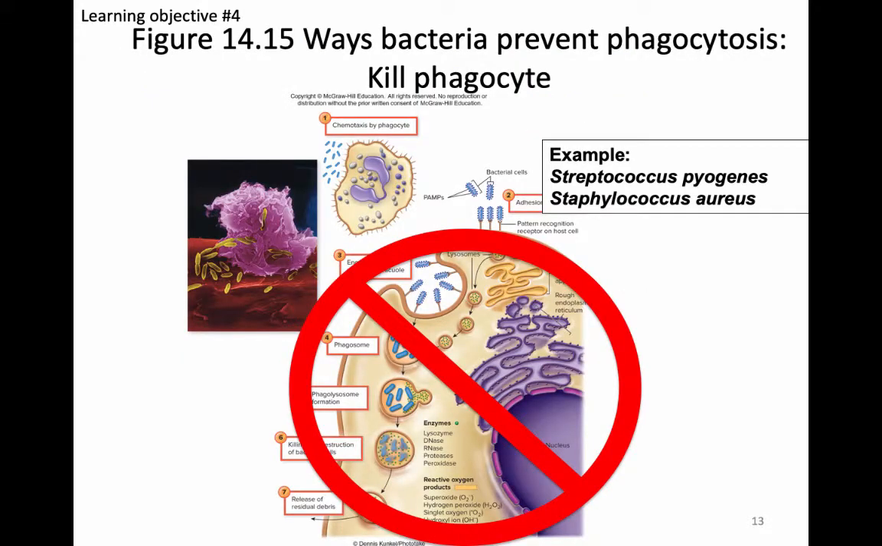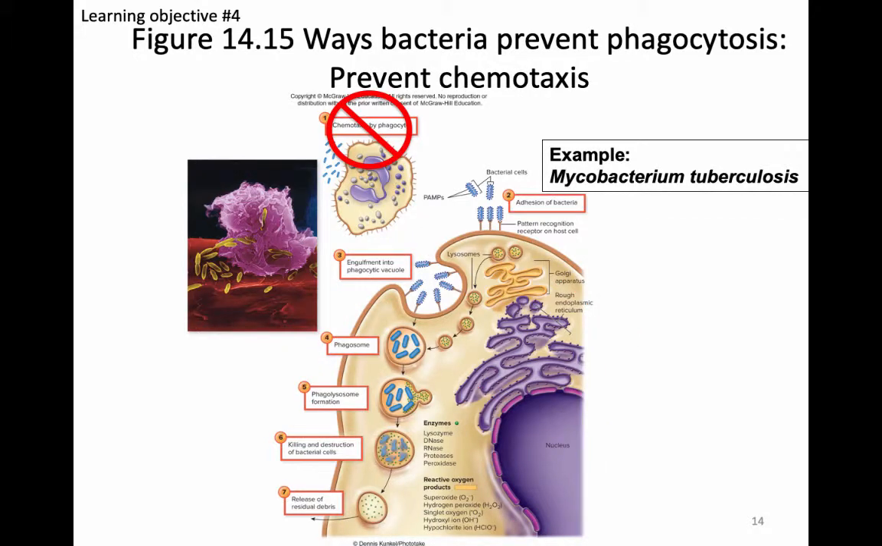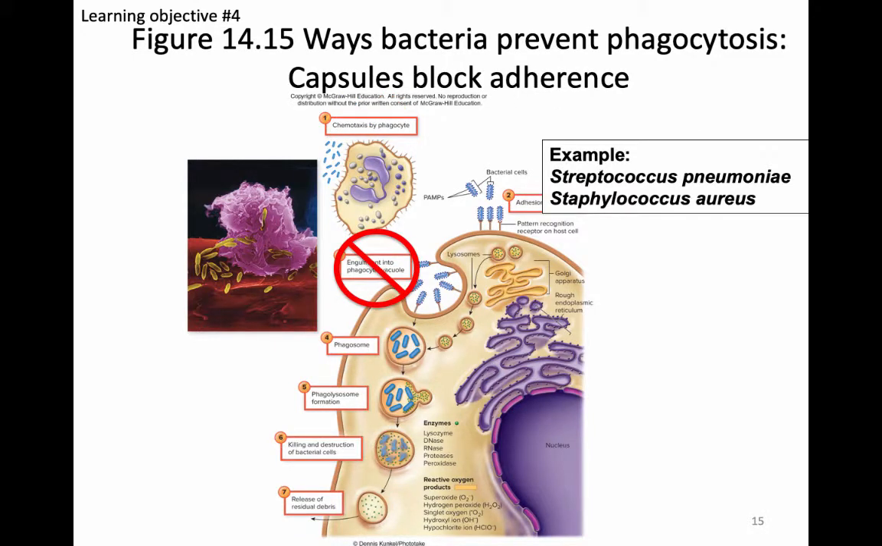There are several ways that bacteria have evolved to prevent phagocytosis. So one of them is to simply kill the phagocyte by releasing phagocyte-destroying molecules. So two microbes that do this are Streptococcus pyogenes and Staphylococcus aureus. Microbes have also evolved ways to prevent chemotaxis, so the phagocyte cannot locate the microbe. Bacteria with capsules are able to block the adherence step, so the pattern recognition receptors on the surface of the phagocyte cannot bind to a capsule, so they cannot adhere to the microbe.